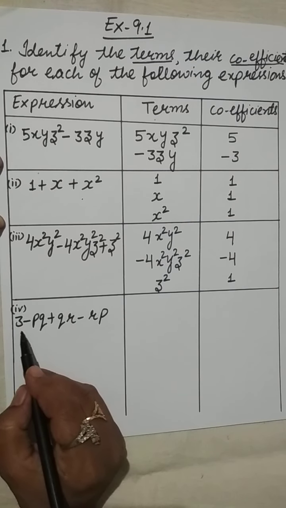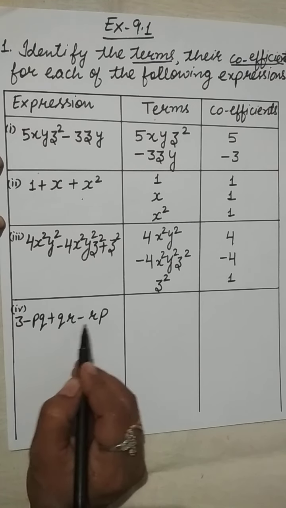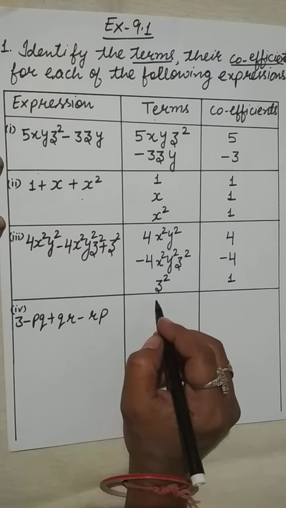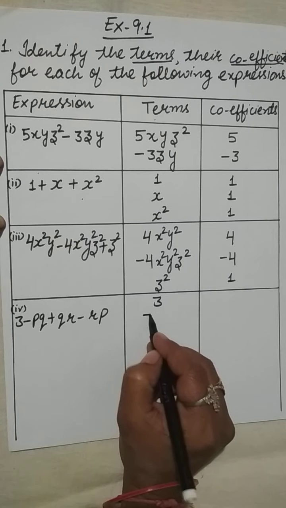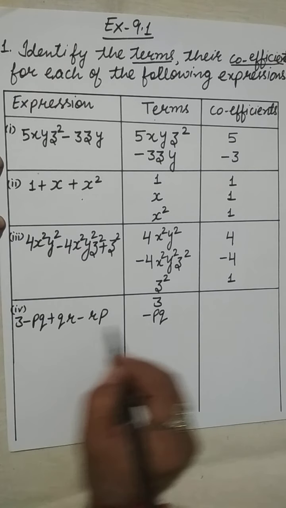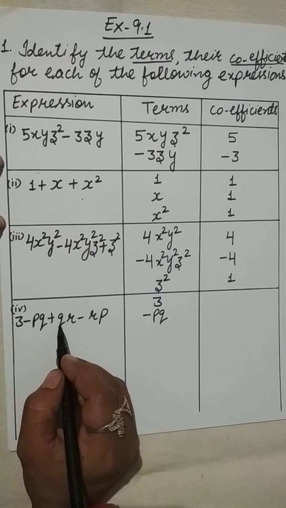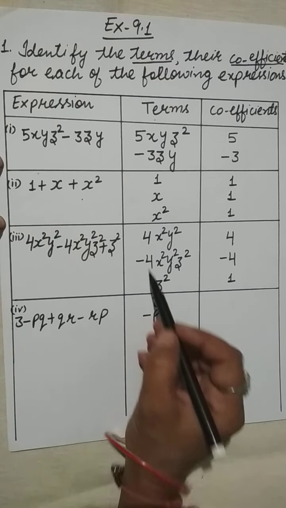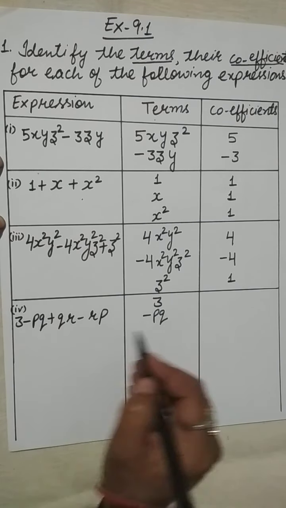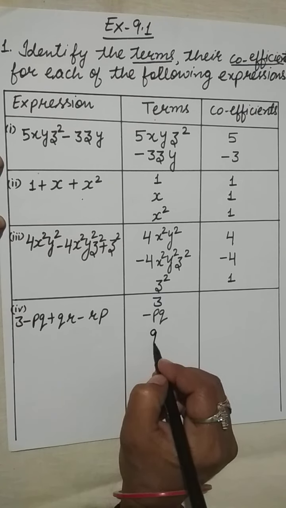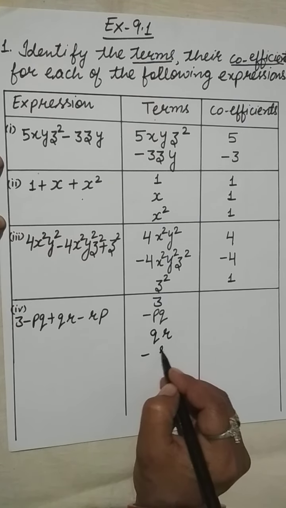Next one is 3 minus PQ plus QR minus RP. Now firstly write down the terms. First term is 3, then minus PQ. Signs we will put accordingly. If it is of positive sign, then we will write it as positive. If it is negative, then we will write negative. This is QR and then minus RP.